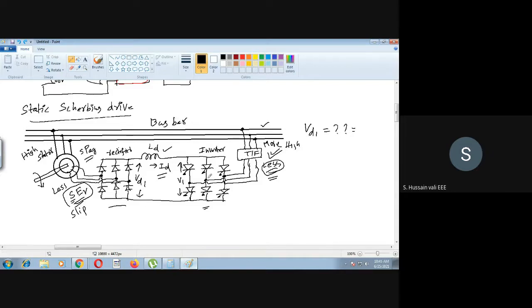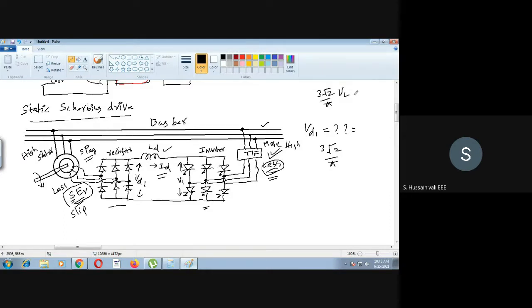Okay. So how can I write this? 3 root 2 by pi into the input voltage, the line voltage to the rectifier. This is the formula I will write here. When you have 3 root 2 by pi, this you might have studied.